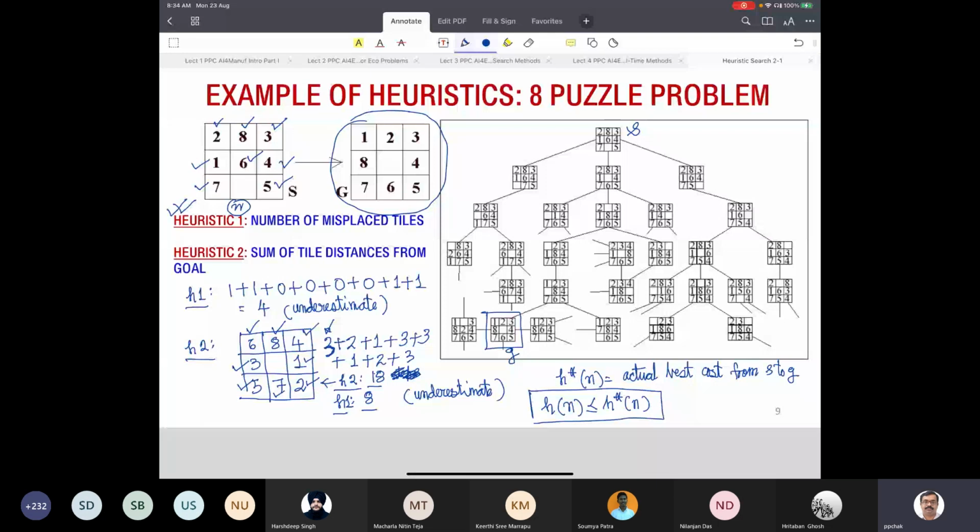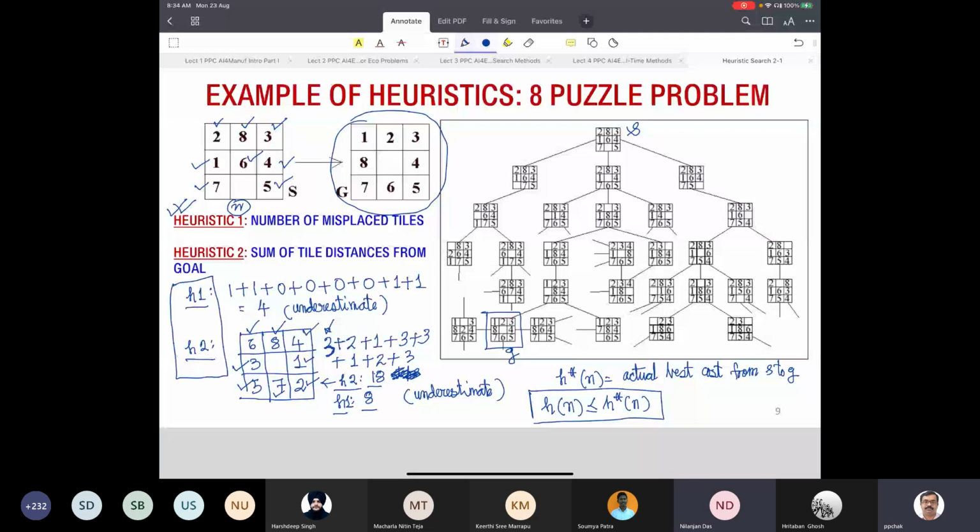So among H1 and H2, what is your gut feeling? Which one is better? H2, sir. Yes, H2 is better because it's a better estimate of the actual cost, it is closer to the actual cost. Good. So let us come to the second problem.